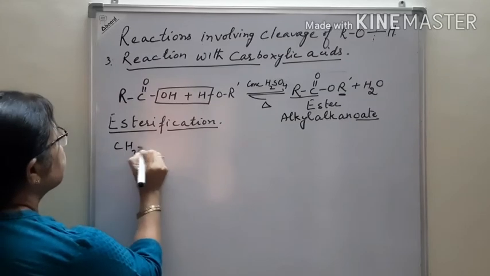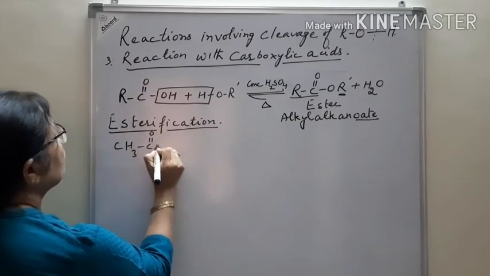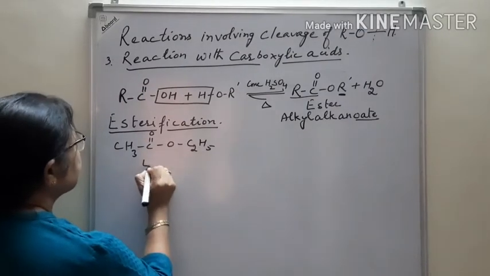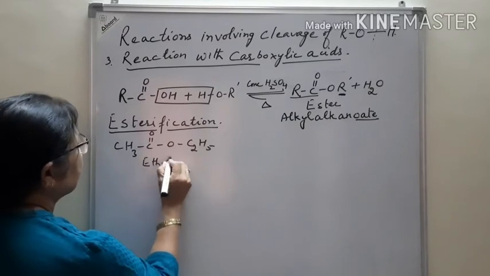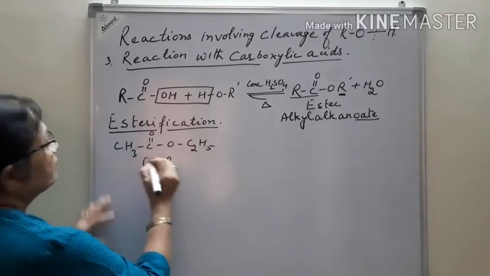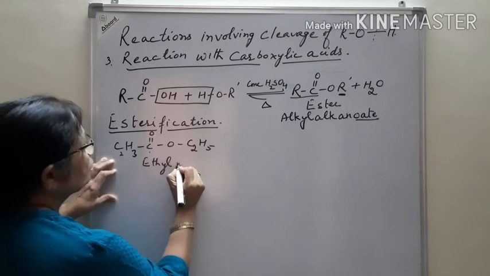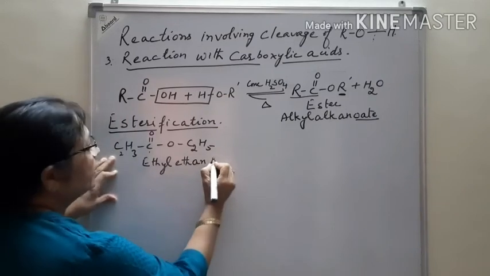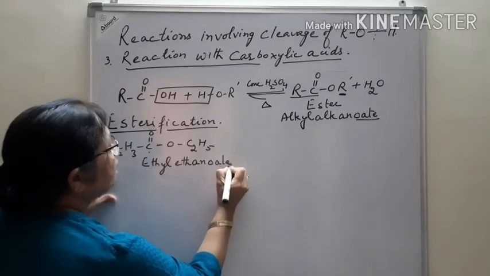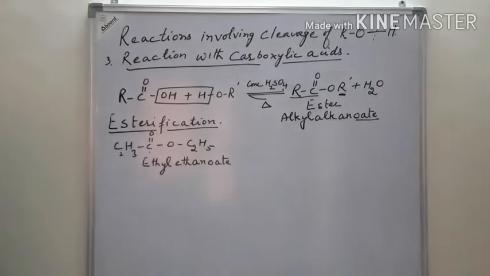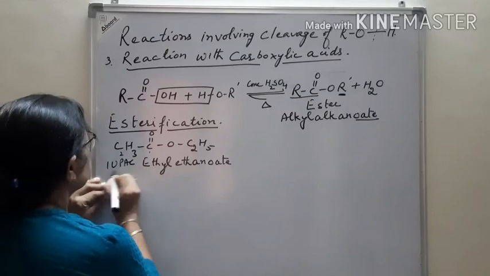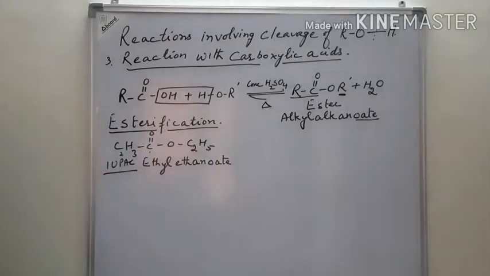Suppose CH3COOC2H5. Its alkyl name is ethyl. The number of carbon atoms is 2, so it is ethane, single bond, and we put the suffix -oate. Ethyl ethanoate. This is the IUPAC name, right?